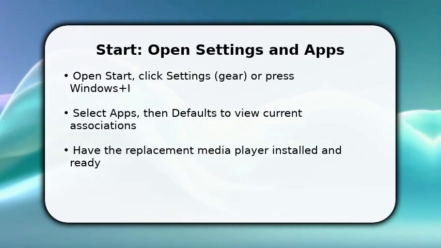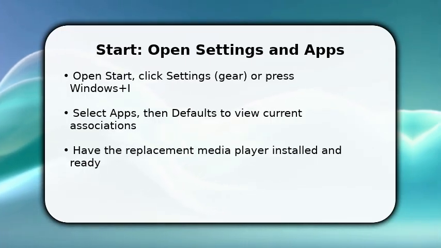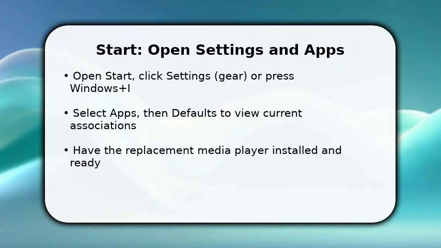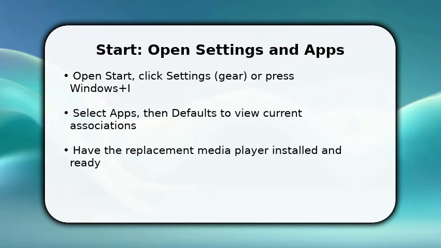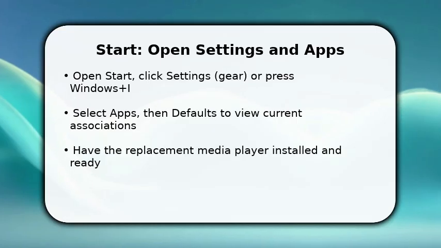You begin by opening Settings, press Windows plus I or click Start and choose the gear. Once there, go to Apps and choose Default Apps so you can see current associations. Make sure the media player you want is already installed, otherwise install it first. This step makes the system list available options and avoids later errors.